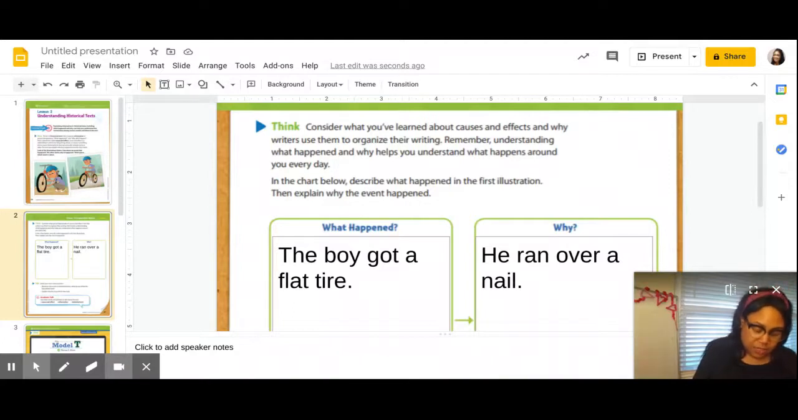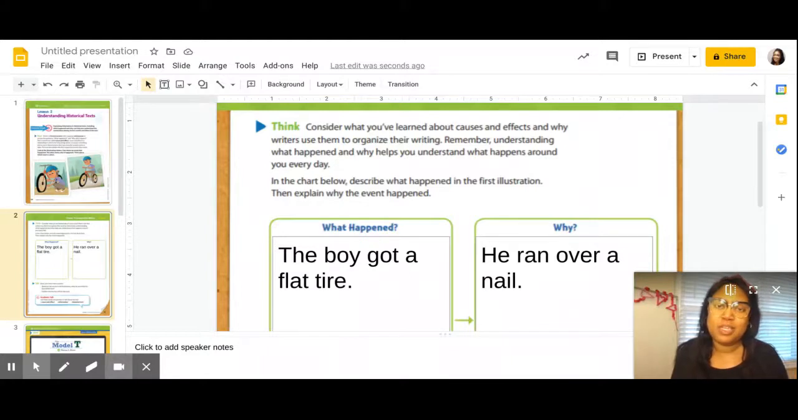Okay, so if you look at the bottom of page 25, it asks you to consider what you think would happen next. Would the boy be able to drive home? Is he going to walk home? I'm just curious to know what you would predict would happen next in that situation. I think he probably had a long walk home, probably had to get a tire plug, or maybe a new tire or something of the sort. I don't think he could ride that home.